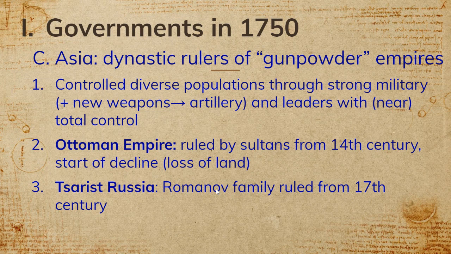All right, so that was a little bit about what's going on in Europe. We have these absolute monarchs, and we start to have these new belief systems of social contract and natural rights. In other parts of the world, it's important to know what's going on with these governments.